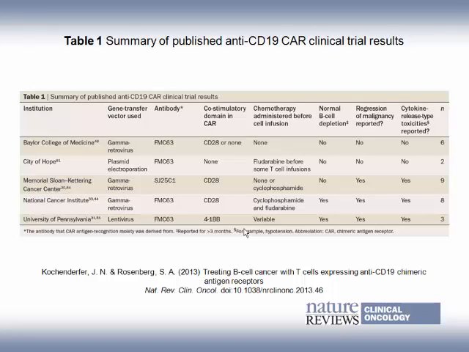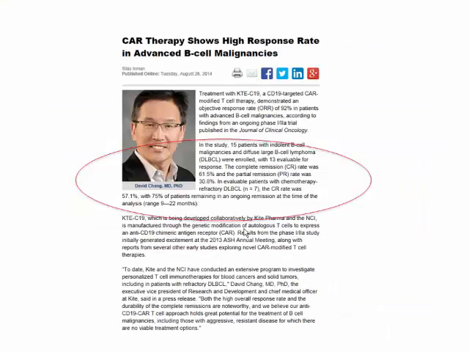So this isn't a result of one particular centre. This is now being rolled out over a number of centres, and so it seems to be a really believable event. And going back to the report from Kite, we can see that they're achieving complete remission rates of around 61%, and partial remission rates of around 30% in large B-cell lymphoma. So that's really quite impressive.